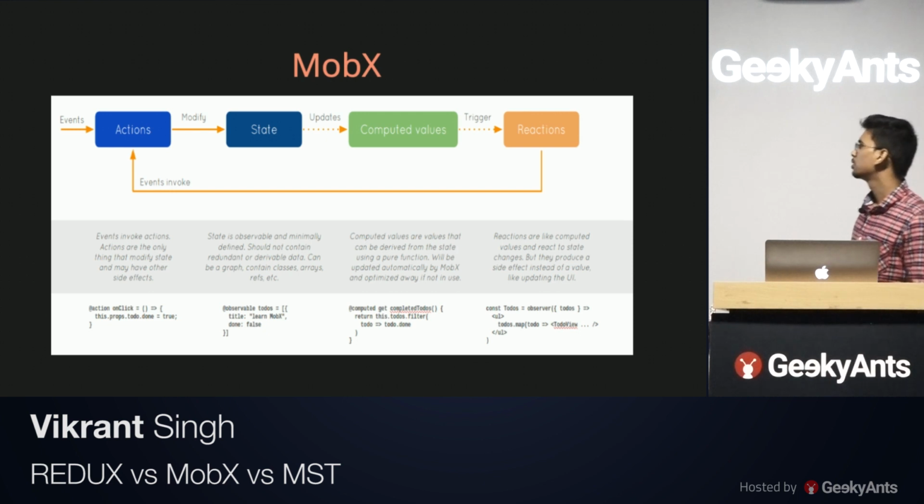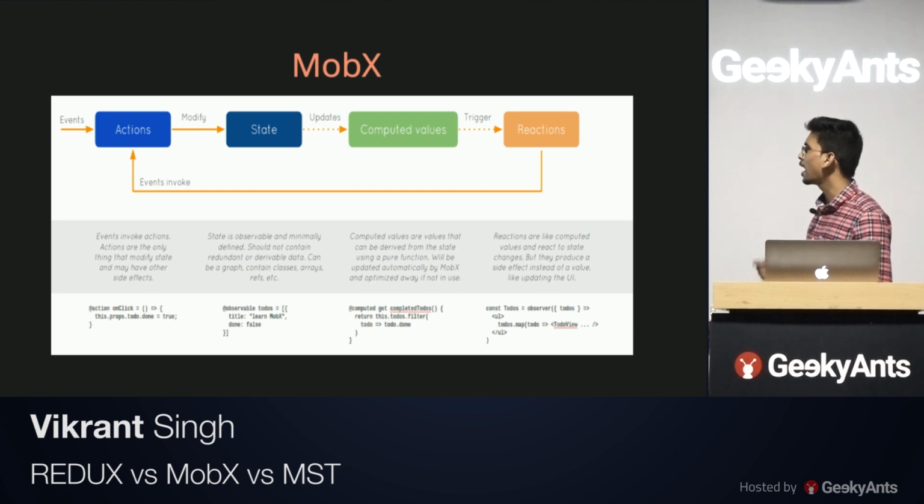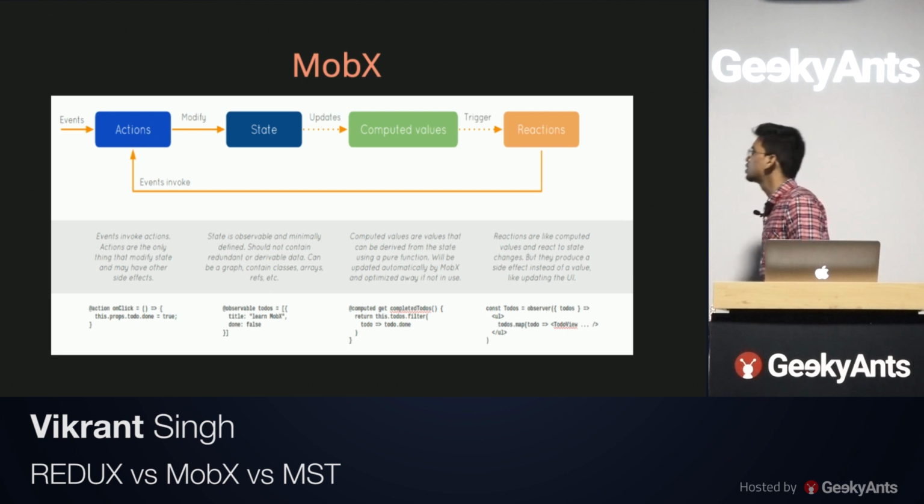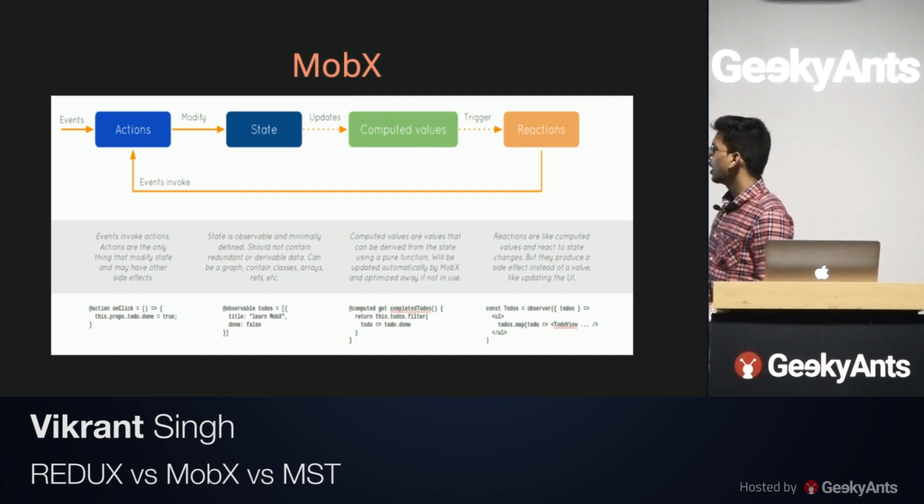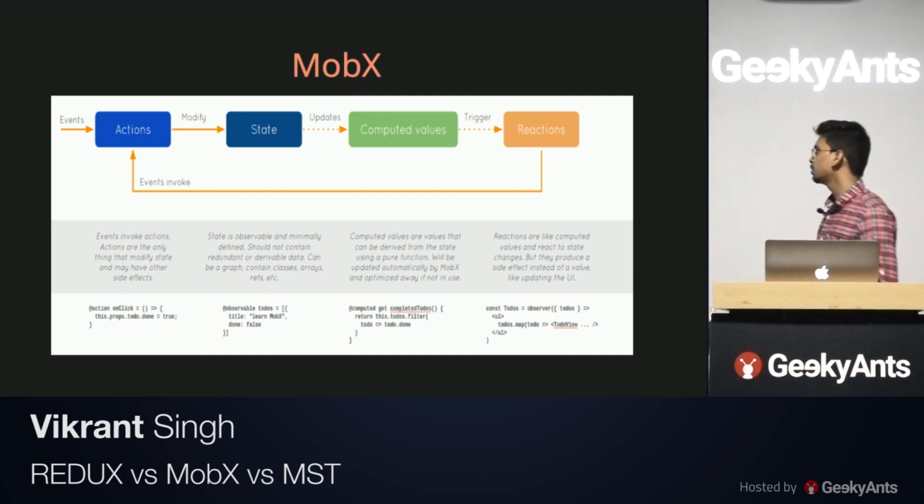In MobX, the four pillars are actions, state, computed values, and reactions. Actions are things or functions which make changes happen in the state of our application. If we talk about state, anything that can be mutated in the store of our application is known as observable state. Computed values are functions which are derived from the state, and these are updated automatically by MobX. Let me give an example here.